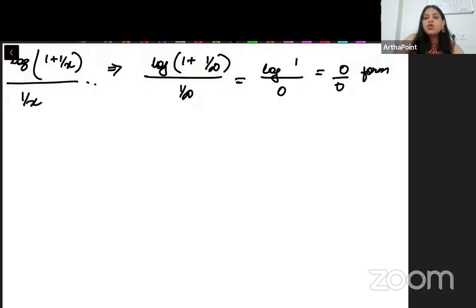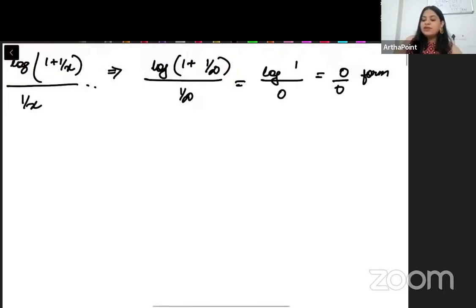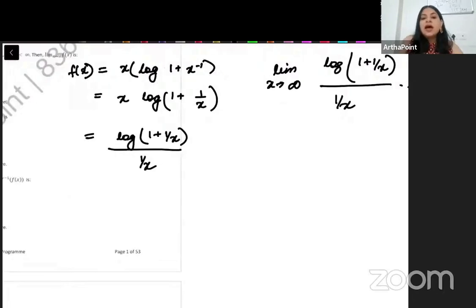So what I will do is use L'Hopital's rule. I will differentiate the numerator and denominator separately, because I have to use the L'Hopital rule. So please write down: using L'Hopital, you have to differentiate the numerator and denominator separately.